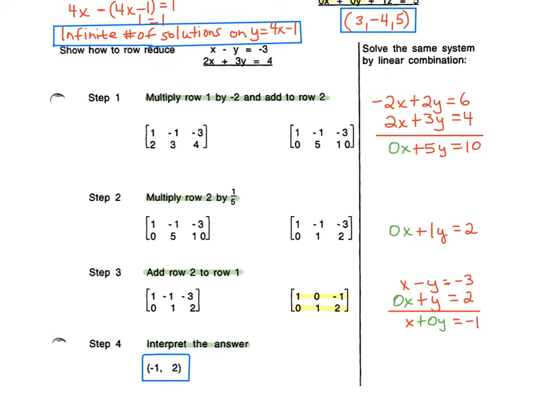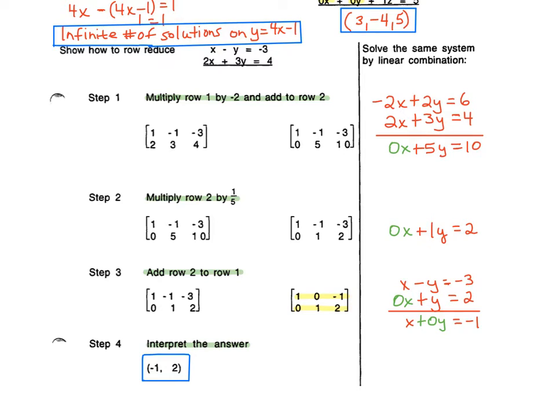The third step says add row 2 to row 1. So I've got row 1, again from up here. I'm going to take this new row 2 right here and add them together. And I'm going to put the result of that, so I get x and then 0y for emphasis is equal to -1, right here. So add row 2 to row 1 and put the result back in row 1. And I'm going to leave row 2 written as is from the prior step.